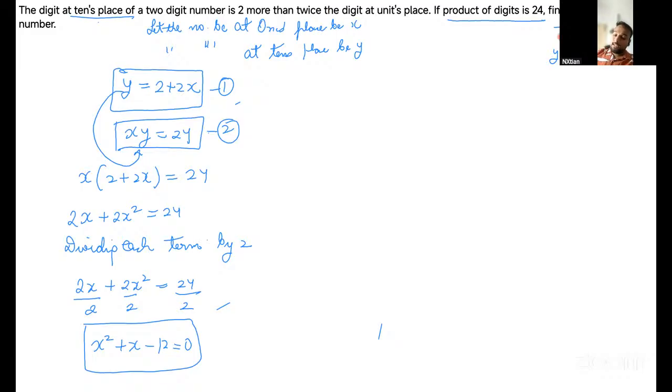So I'm taking the tens place as y and the ones place as x. The digit at the tens place is y, which equals two more than, meaning two plus, twice the digit at the unit place, meaning two multiplied by x. So this is the first equation. And the second equation says the product of the digits is 24, the product meaning multiplication. So here no number formation is there, meaning there is no 10x plus y or 10y plus x situation.